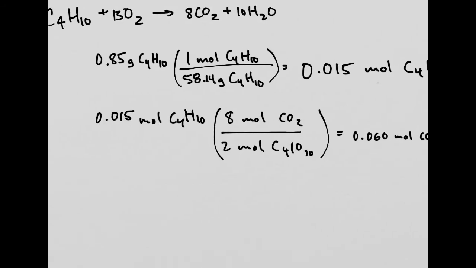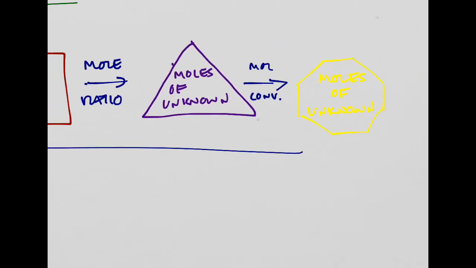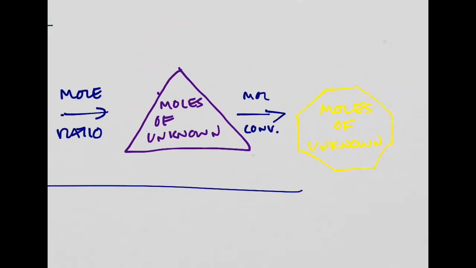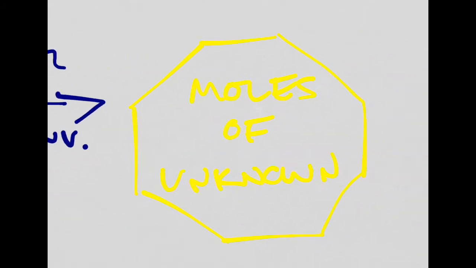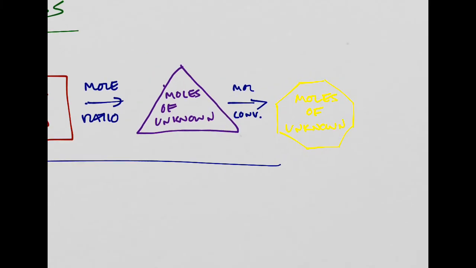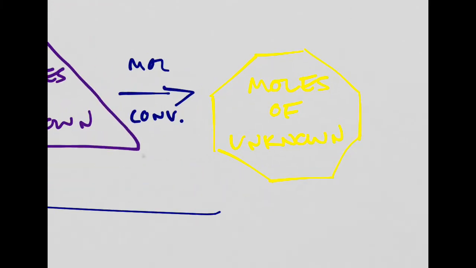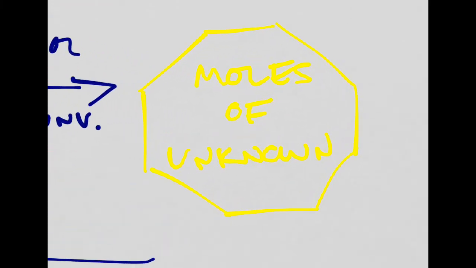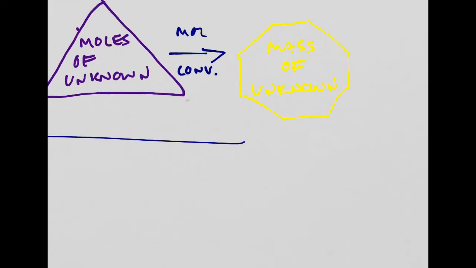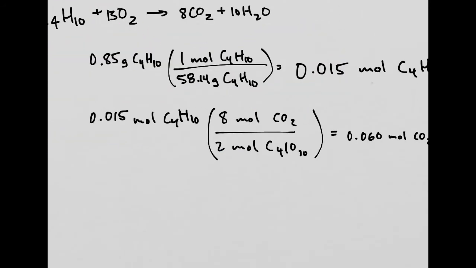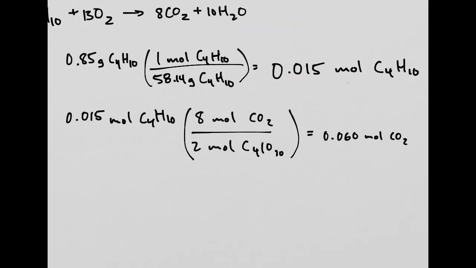Okay, and then again, go back to here. Once I have the moles of my unknown, which is my carbon dioxide, I'm going to do a mole conversion to figure out the number of, I didn't mean moles, I meant the mass of my unknown over here. Sorry about that. Let's go ahead and crank that one out.